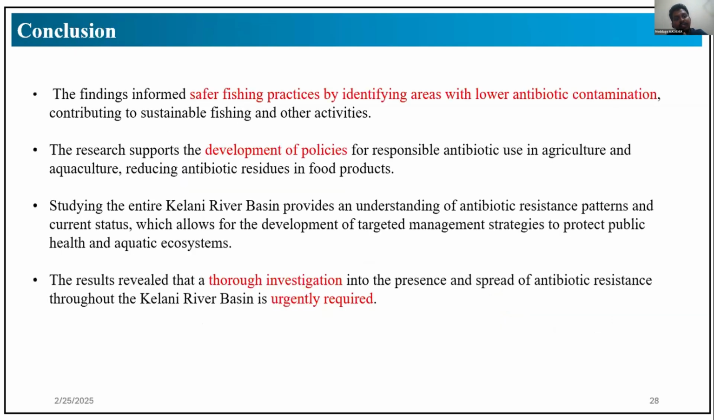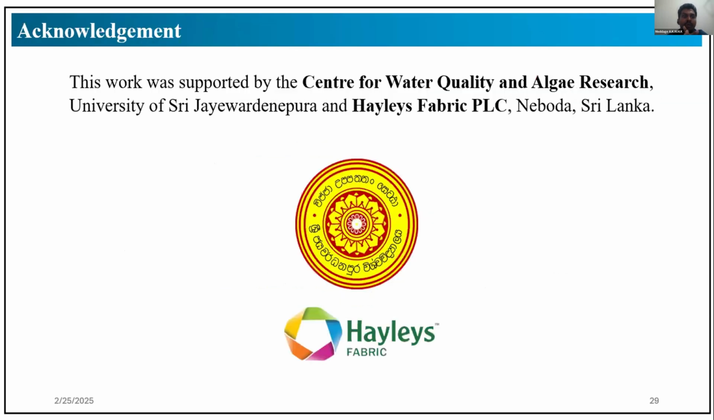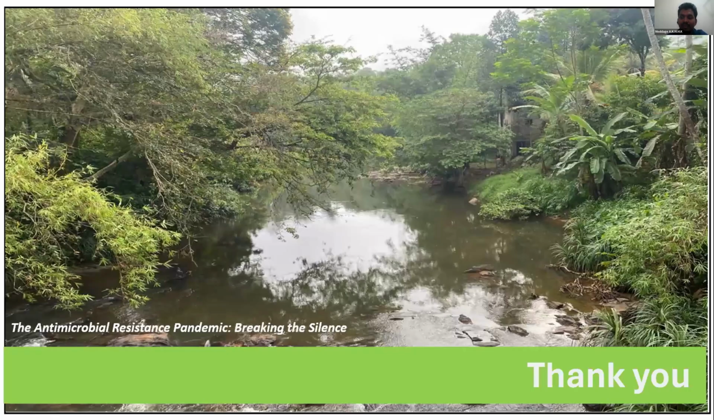In conclusion, this finding informs safer fishing practices by identifying areas with lower antibiotic contamination, and it contributes to sustainable fishing and other activities. It also supports building development policies in the healthcare sector regarding AMR, and preparing and updating a national action plan to combat AMR. This study also revealed the requirement of a thorough investigation of this entire river basin. We want to acknowledge the Center for Water Quality and Algae Research and Elis Fabrics for their financial support. And here are some references, and thank you.